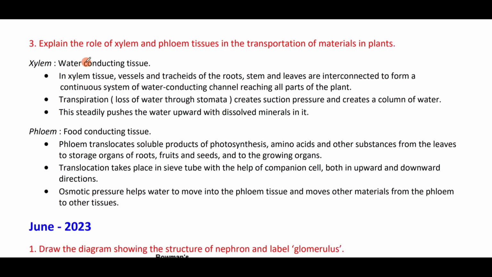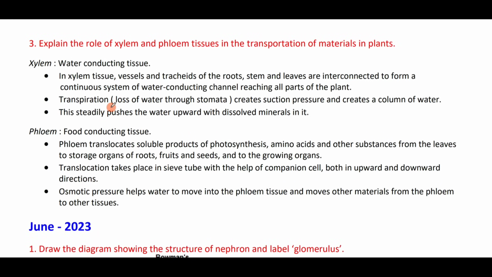Explain the role of xylem and phloem in the transportation of materials in plants. We know that xylem is a water conducting tissue. In xylem tissue, vessels and tracheids of the root, stem and leaves are interconnected to form a continuous system of water conducting channels reaching all the parts of the plant. Transpiration, the loss of water through stomata, creates a suction pressure, creating a column of water. Because of this pressure, the water is steadily pushed upward with dissolved minerals in it.